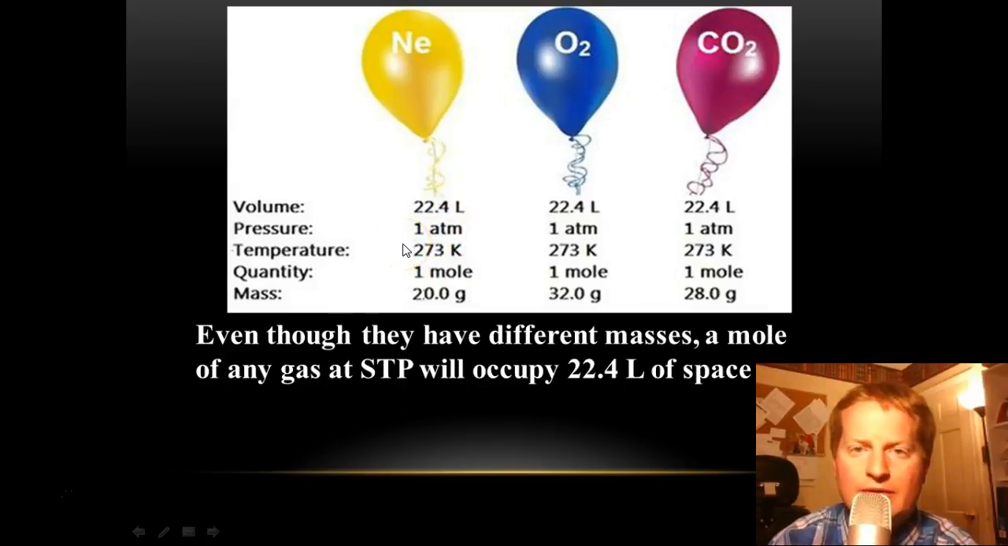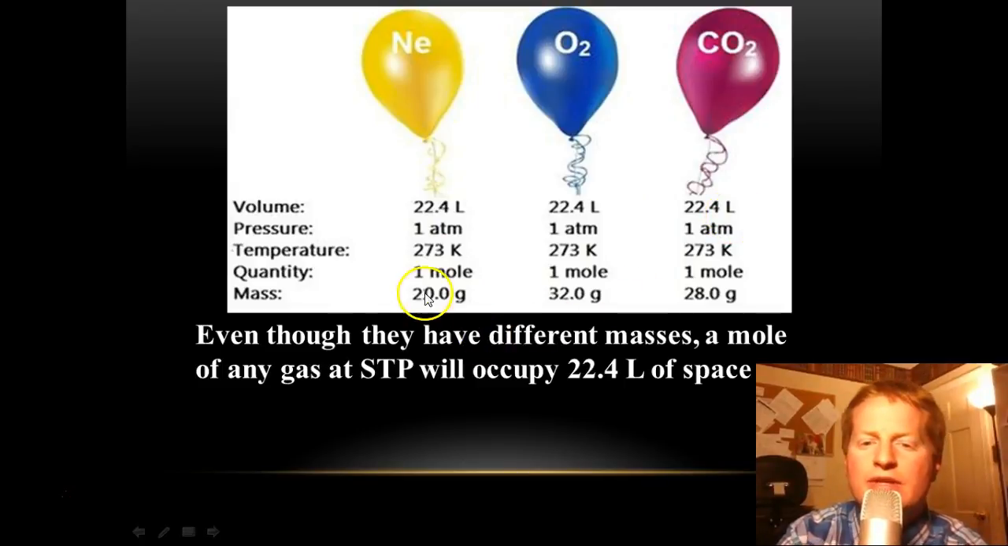So what are we at then? Well, we're at STP. And so that means that each of these gases occupies an amount of space, or volume, of 22.4 liters. Even though they each have different masses, they're still going to occupy the same amount of space. And the reason is because there's 1 mole contained in each of those balloons. If it was any more or less than 1 mole, then it wouldn't occupy 22.4 liters.